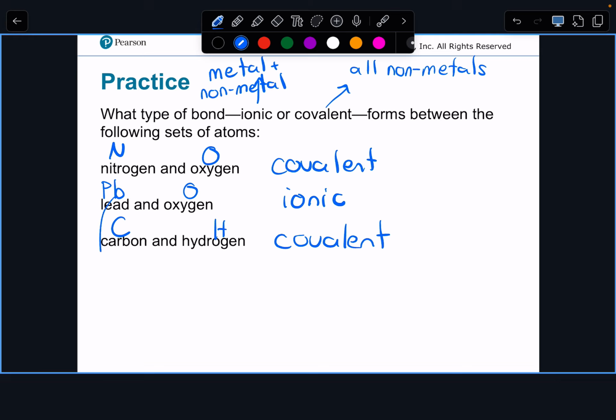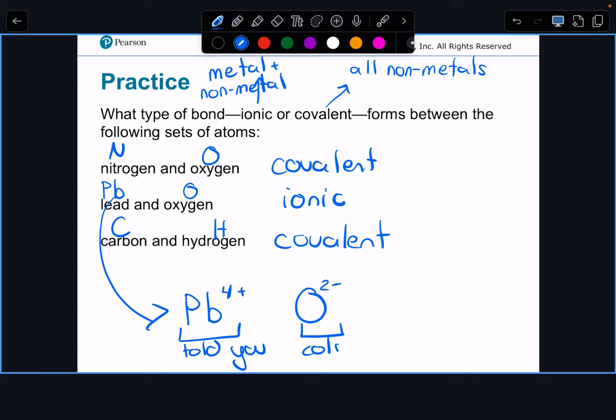All right, lead is a little bit weird. I don't want to explain why right now. But let's just pretend that lead is a 4+ ion. What's the charge on the oxygen? 2-. I feel like I heard a whisper there. 2-, okay? It's based on the column in the periodic table. This one I told you, okay? This one's from the column on the periodic table.